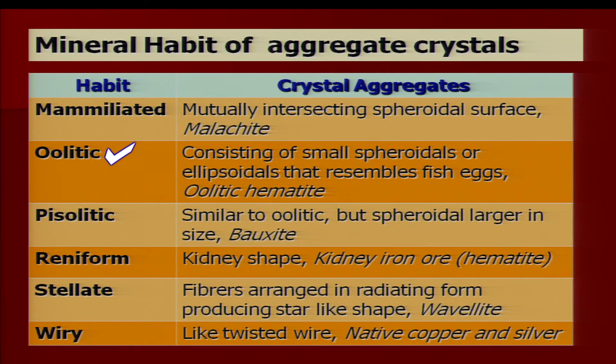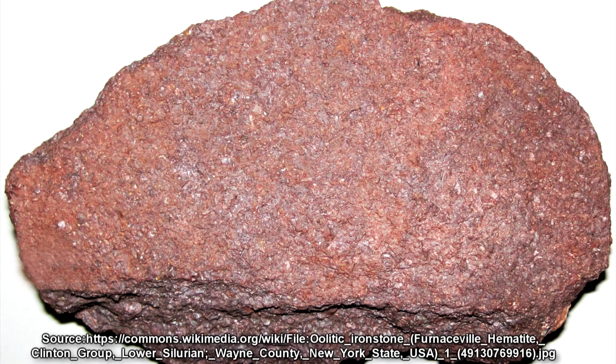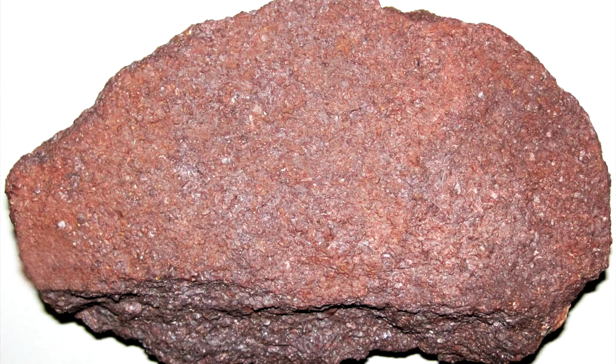In oolitic habit, the mineral consists of small spheroids or ellipsoids that look like fish eggs. These fish eggs are clubbed together at one place and form an aggregate. This habit is called oolitic habit. An example is hematite. Hematite is an iron ore.